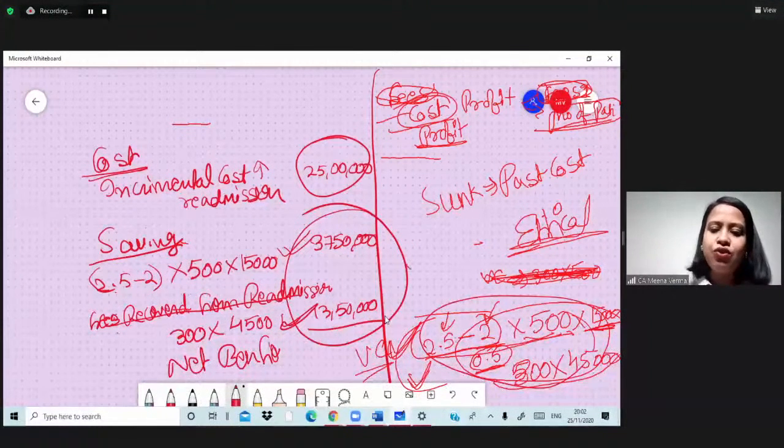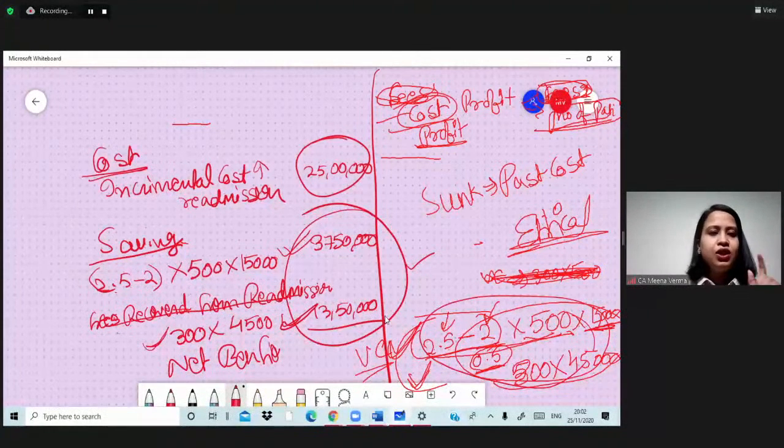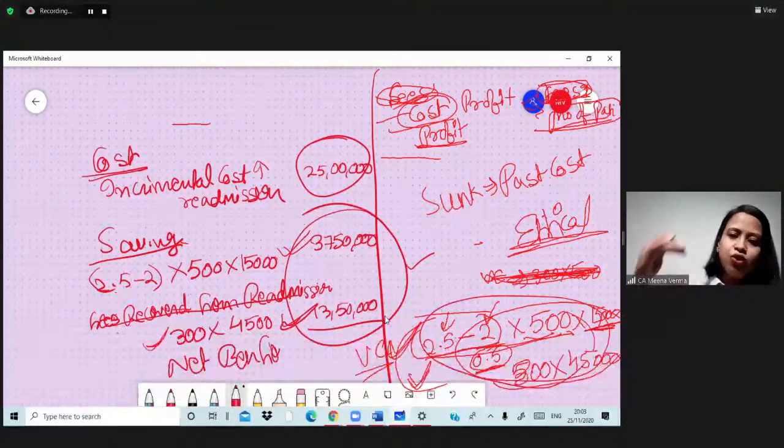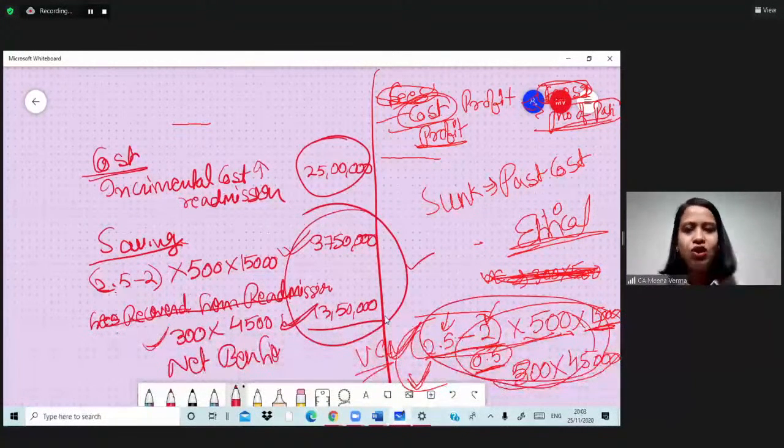But for the implementation of this proposal, for the accommodation of this increased readmission of 300 people in the hospital, the hospital has to incur incremental cost. Incremental means the organization is already having some cost, but due to this proposal it is incurring some more cost. Because of this proposal, the organization will have to incur 25 lakh more cost. Why are we considering this incremental cost? Because for the purpose of decision making, we consider only the incremental cost, the cost which the organization is incurring because of this proposal.